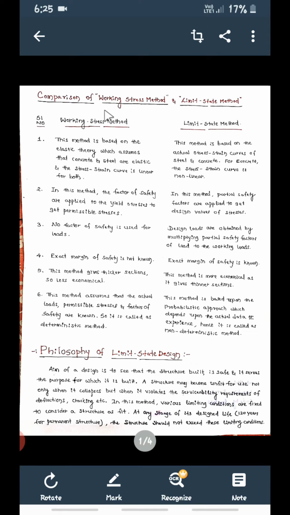In the exam also they are going to ask you to differentiate between the working stress method and the limit state method. In that case you should be able to write these 6 points.